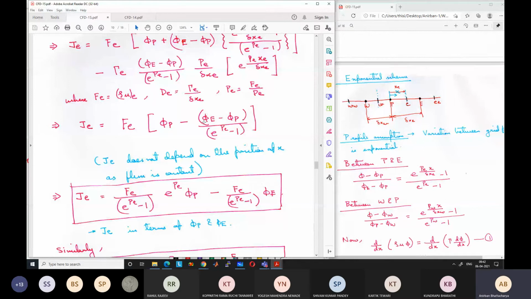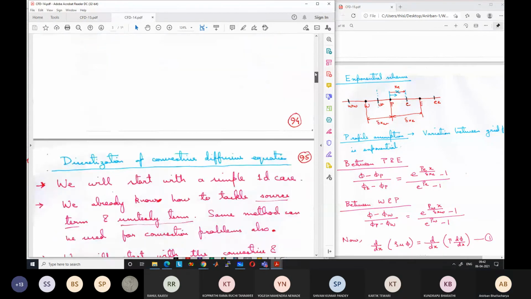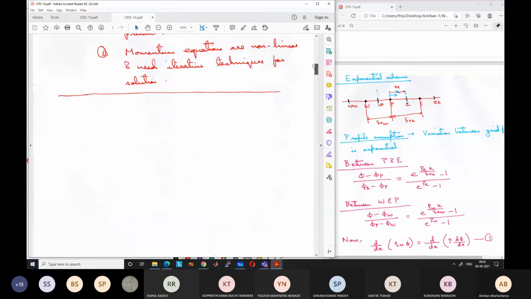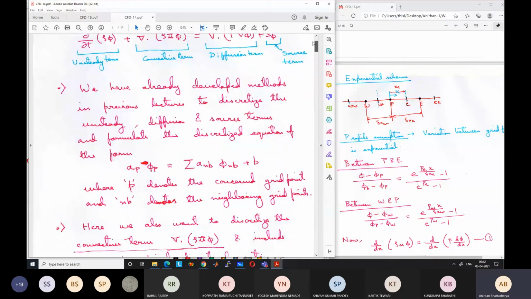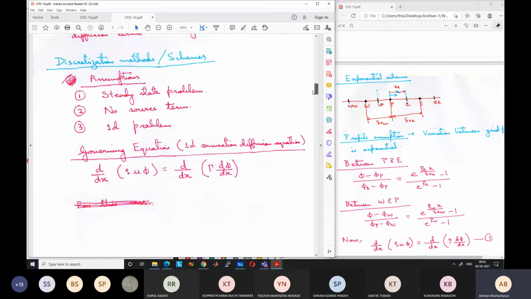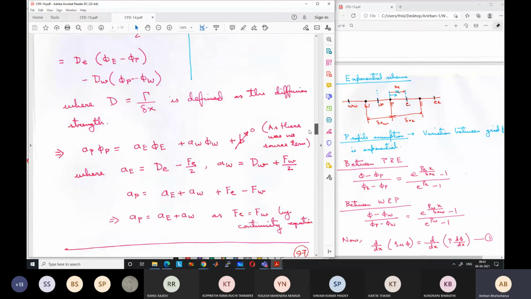This can also be written in a different way. If you want to separate out the terms of phi p and phi e, why do we want to separate them? Because ultimately our final expression is of this form: AP phi p is equal to summation of a nb phi nb plus b. So if it is for a 1D problem, our final expression has to be of this form: AP phi p is equal to AE phi E plus AW phi W. So you want to separate out the terms of phi p, phi e, and phi W.